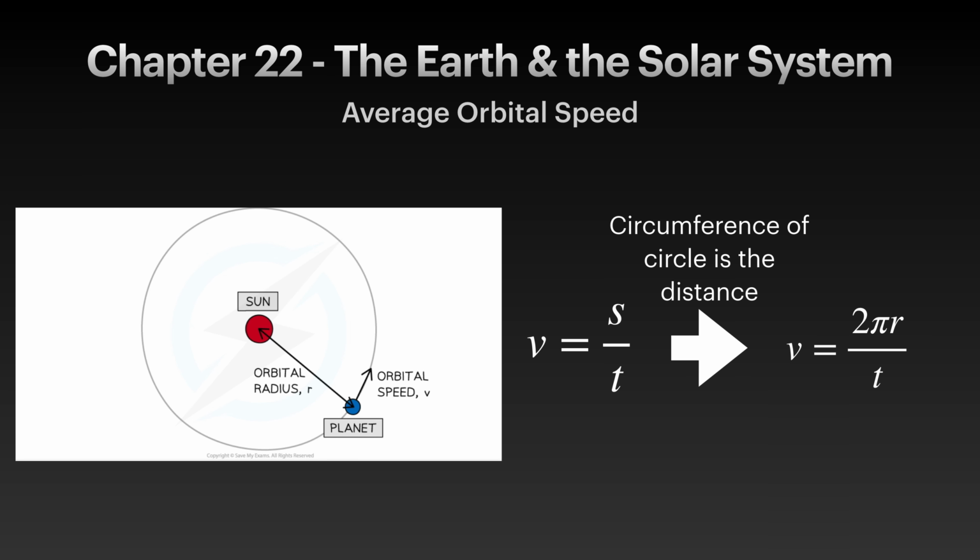For example, Earth's orbital radius is about 1.5 times 10 to the power of 11 meters, and its orbital period is about 1 year. Substituting these values gives an average orbital speed of around 30 kilometers per second.